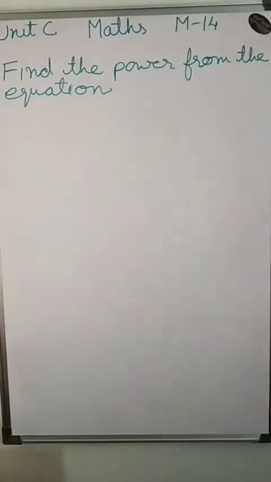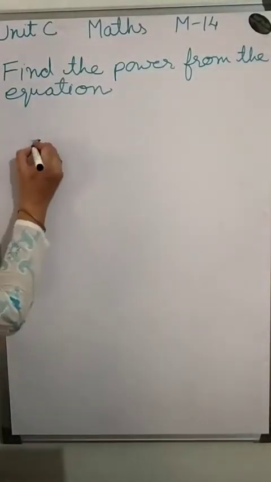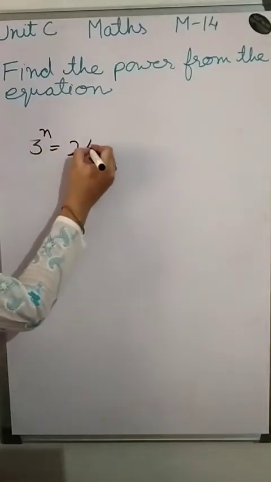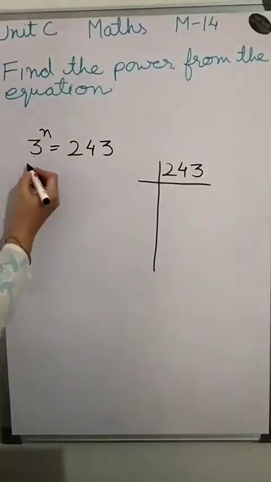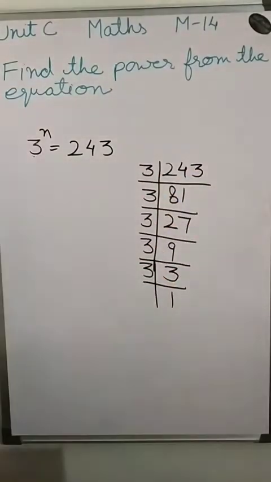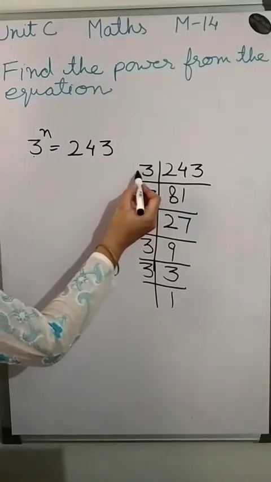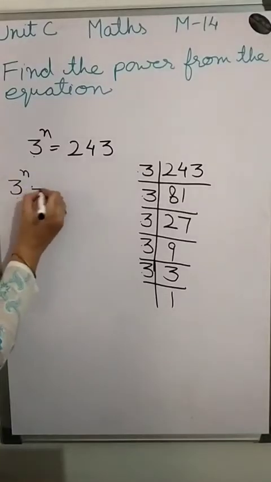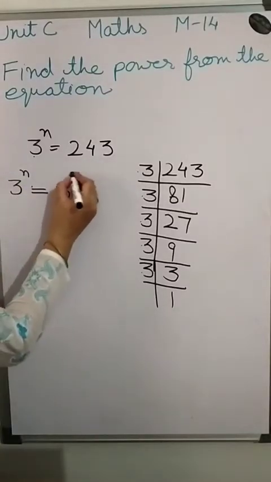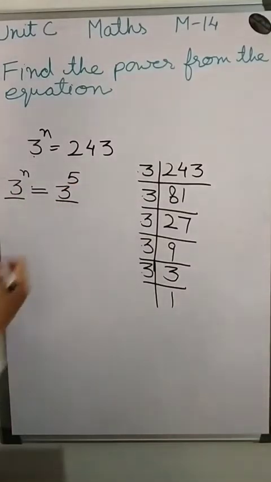Now the next question is: find the power from the equation. I am taking one question, 3 to the power n is equal to 243. This is the question given in your book. So just see how we find the value of n. First again we calculate the prime factors of 243. So here how many 3s are here? 1, 2, 3, 4, 5. 5 threes are here. So in place of 243 I am writing 3 to the power 5. Now this time the bases are equal.